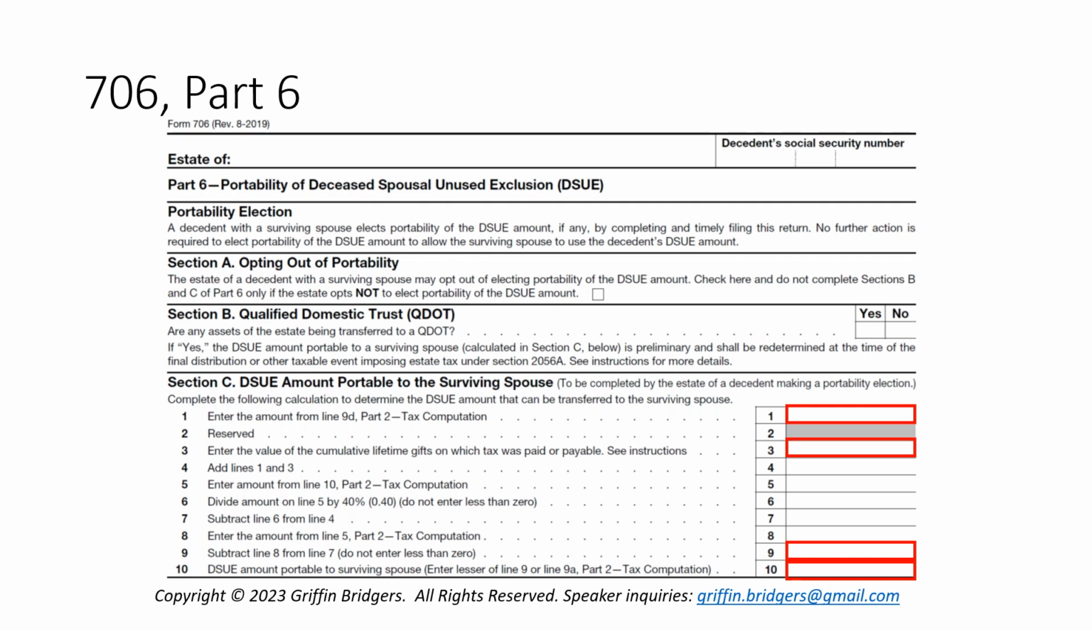One is Section A, opting out of portability, where if you do not wish to make the portability election, you would check that box. We'll talk about in a minute what happens if you don't check that box and then leave the rest of the form blank, at least in terms of hypothesizing. But for the time being, we're going to skip Section B because we're going to come to that in a later discussion. So really what we're going to deal with is Section C.